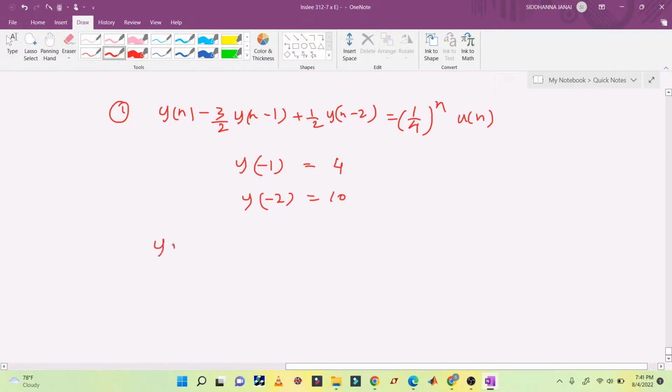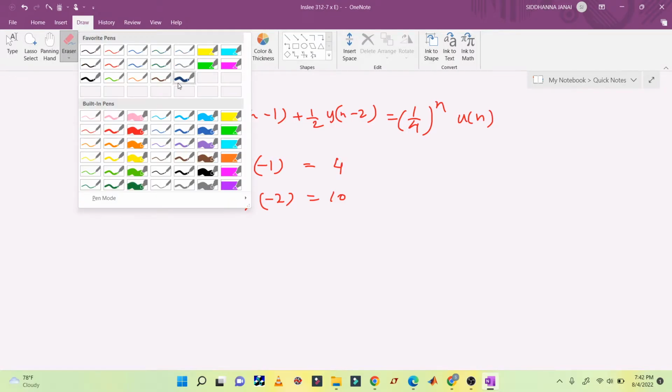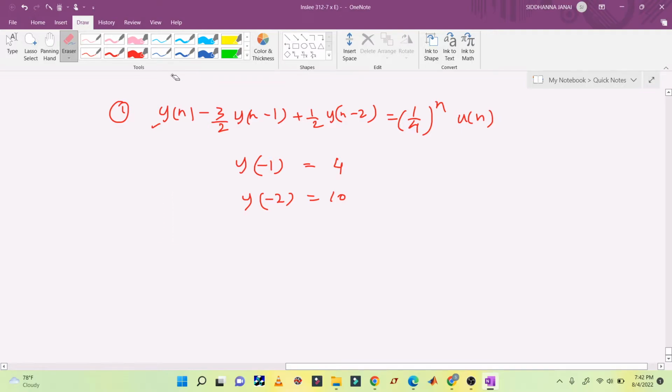For this, we need to find out y of n in terms of what? In terms of the sequence. This is a difference equation. We need to find out the y of n sequence. Okay, so using the Z transforms, the unilateral Z transform to be specific, since initial conditions are given, we need to use unilateral Z transforms.